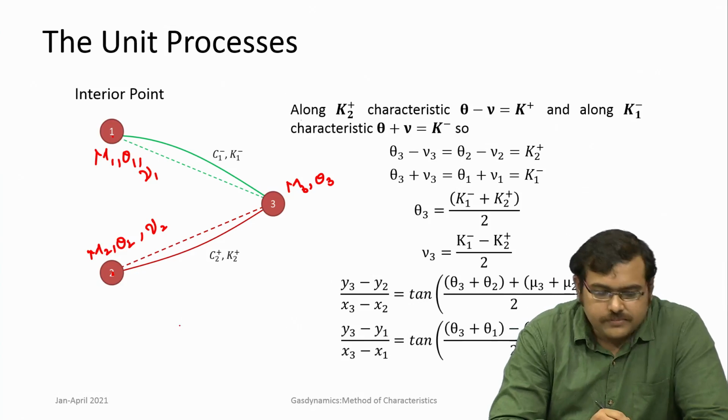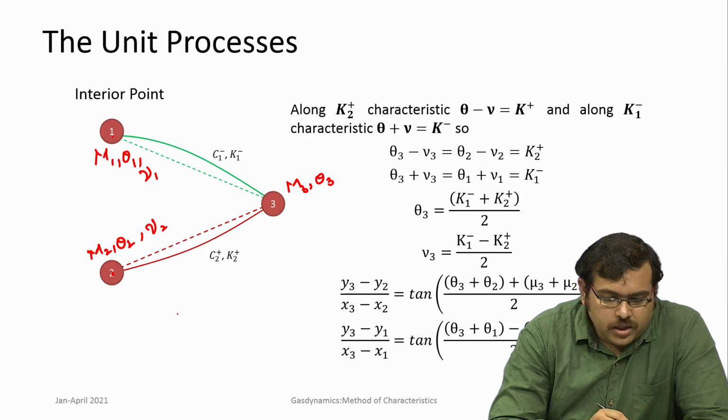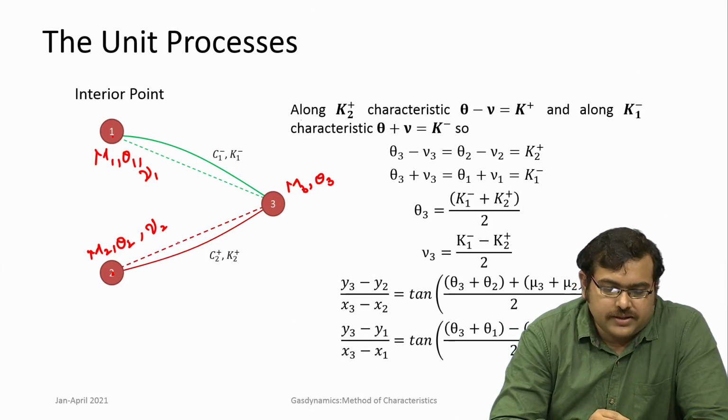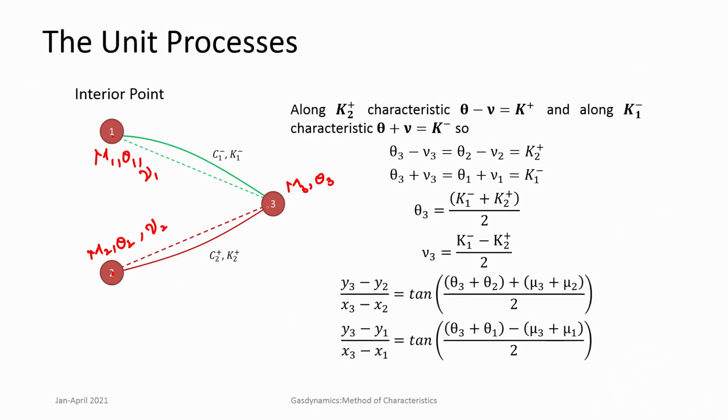What is M3, theta 3? How do we do that? We take the corresponding characteristics. So, point 3 is found by the intersection of two characteristics. It is an intersection of the C plus characteristic from point 2 and the C minus characteristic from point 1. So, along the C minus characteristic, K minus is constant. So, along C minus it is theta 3 plus nu 3 equals theta 1 plus nu 1, equal to a constant, which is K minus.